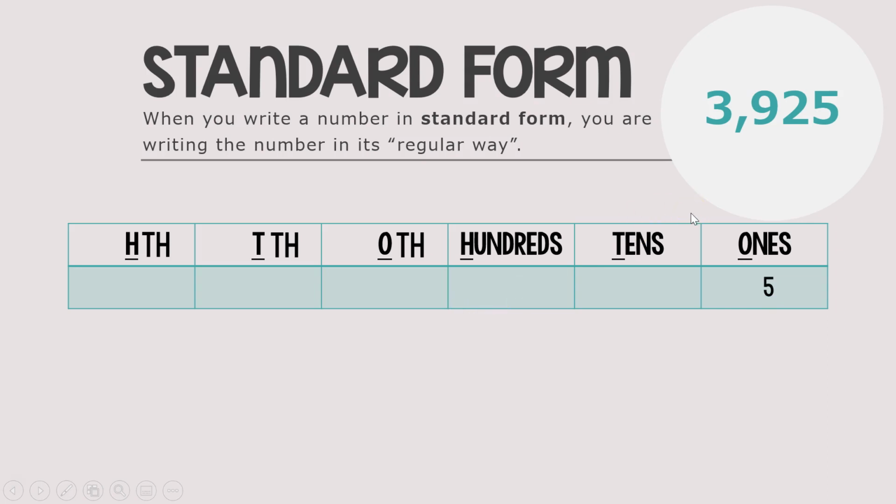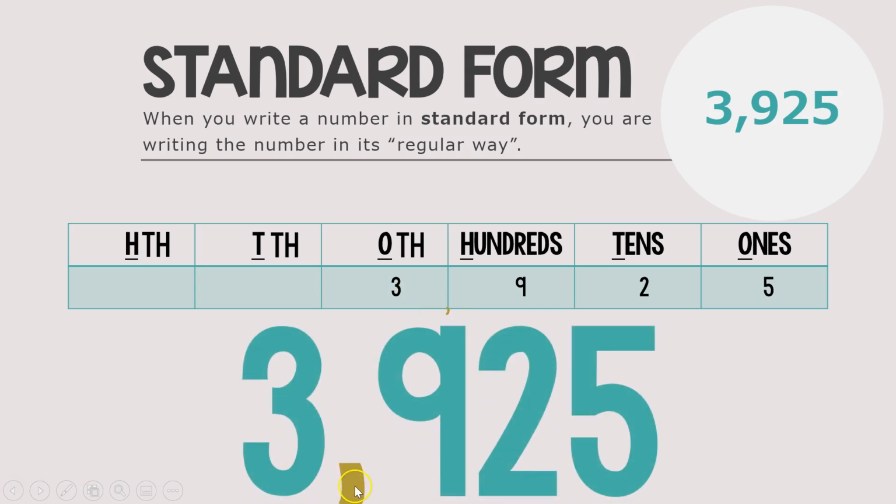Now I'm going to go through and add my number from right to left. So I've got a 5 in the ones place, a 2 in the tens place, a 9 in the hundreds place, and a 3 in the thousands place. Once I've reached over into that new period, I have to remember to add my comma. When I see a comma, because it separates my ones period from the thousands period, I'm going to say the word thousand. So this number is 3,925.